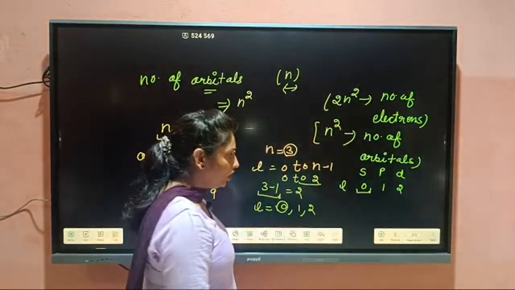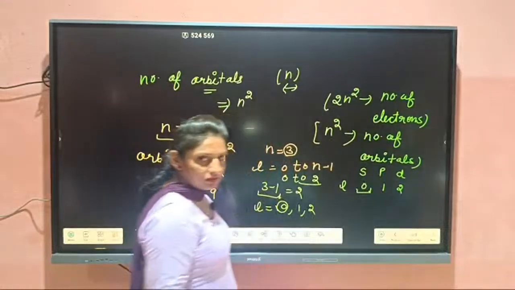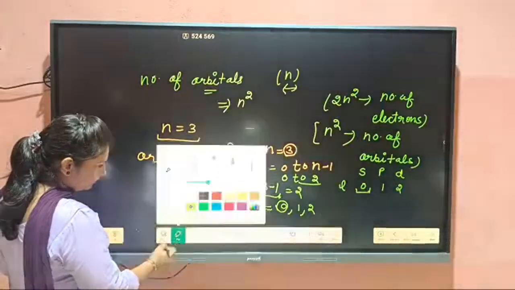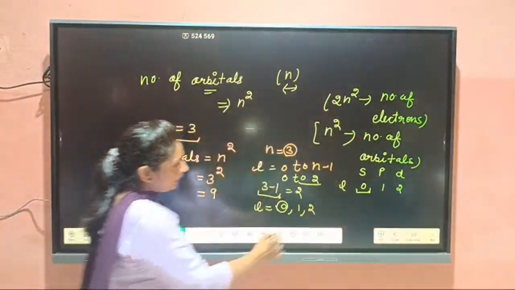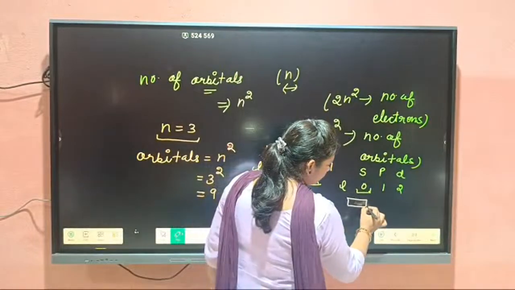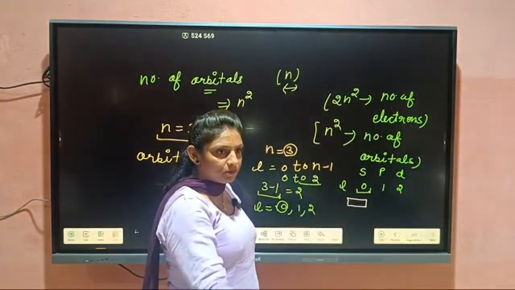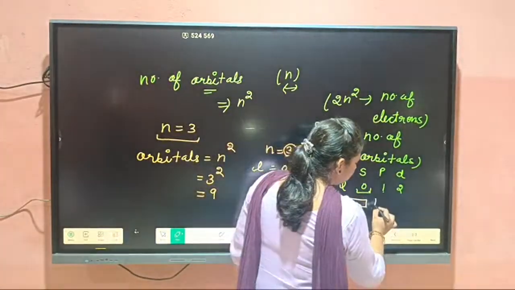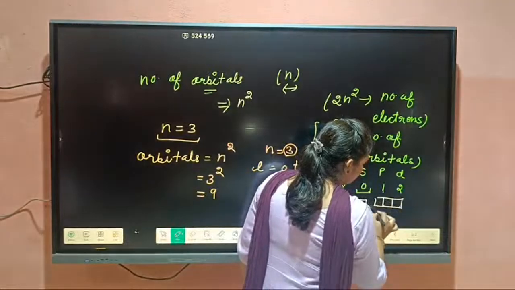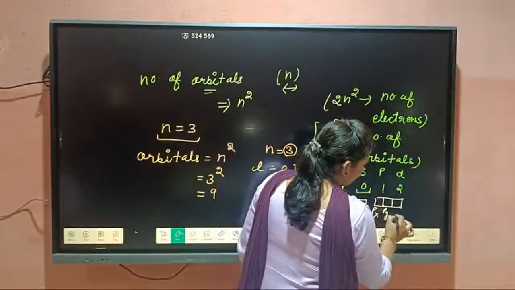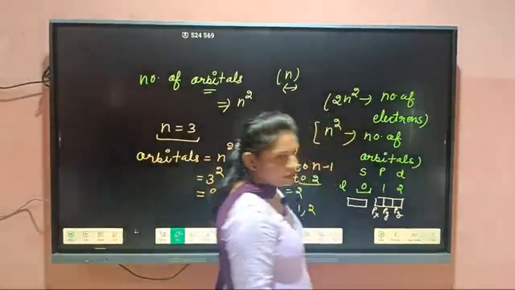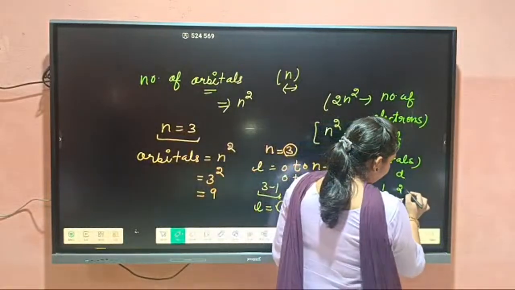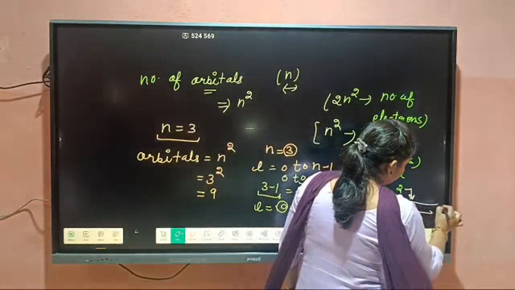You know very well, how many orbitals are present in s? Only one orbital, because it is non-directional. And in case of p, how many? 3: px, py and pz. There are 3 orbitals. And for d, there are 5.